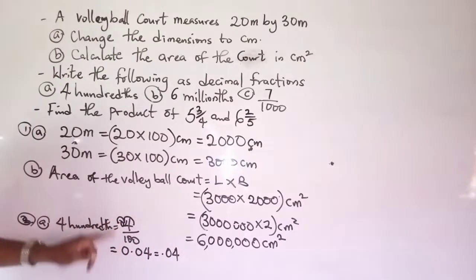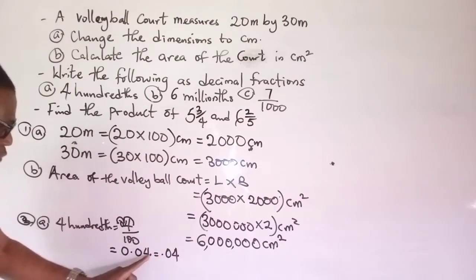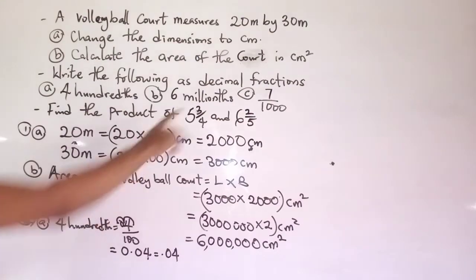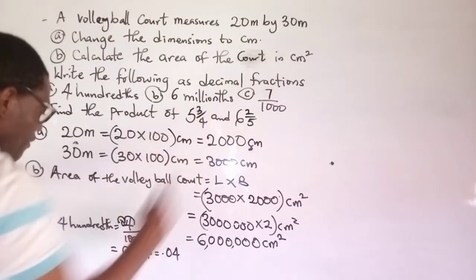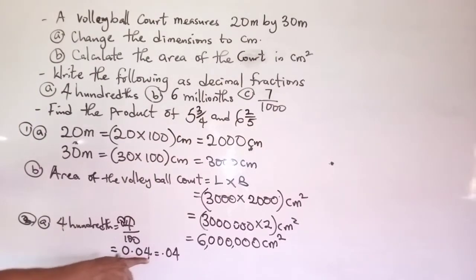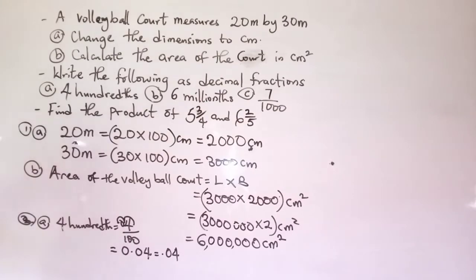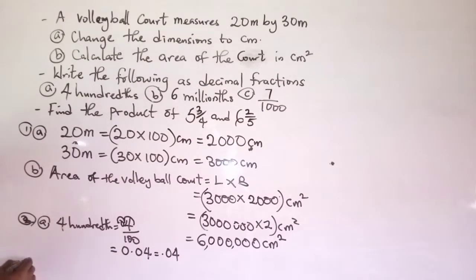Just add 0 to that to become 0.04 in decimal fraction. So 400 over 10,000 is 0.04. This is 2 decimal places. We're going to be talking about it later. Then let's go to the second one.